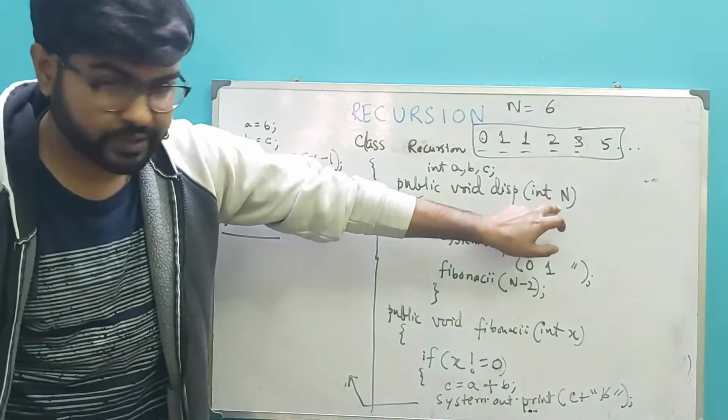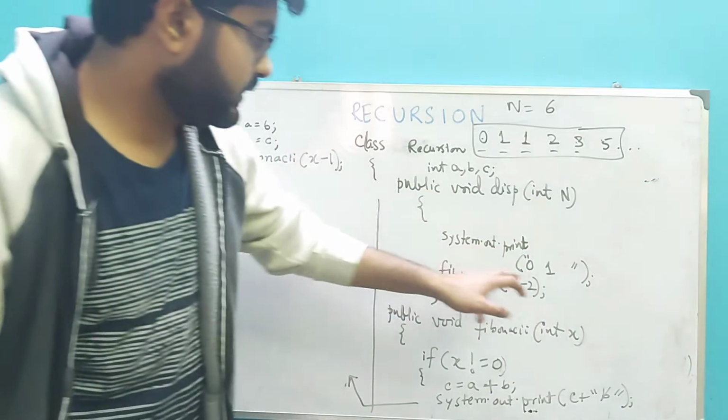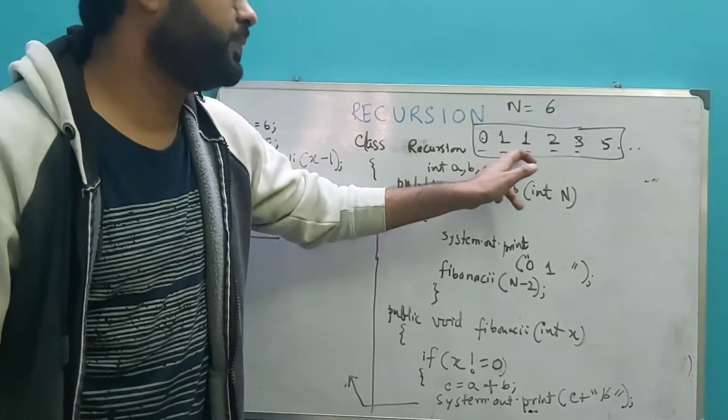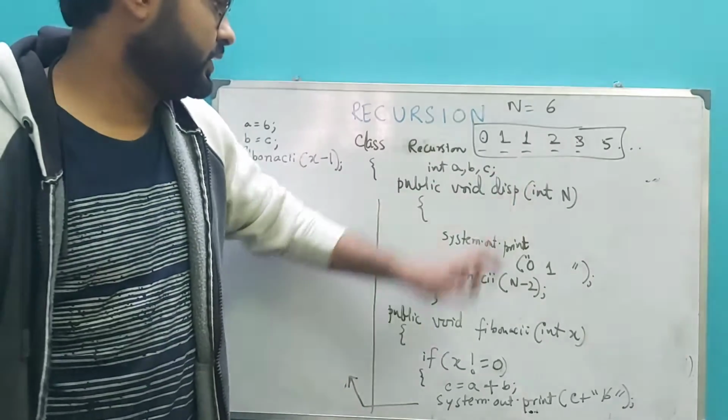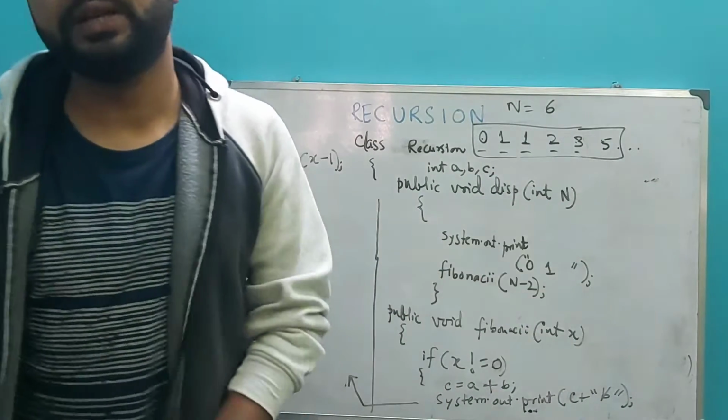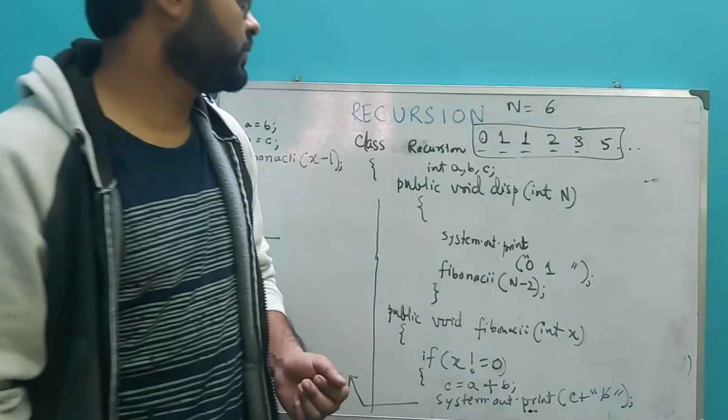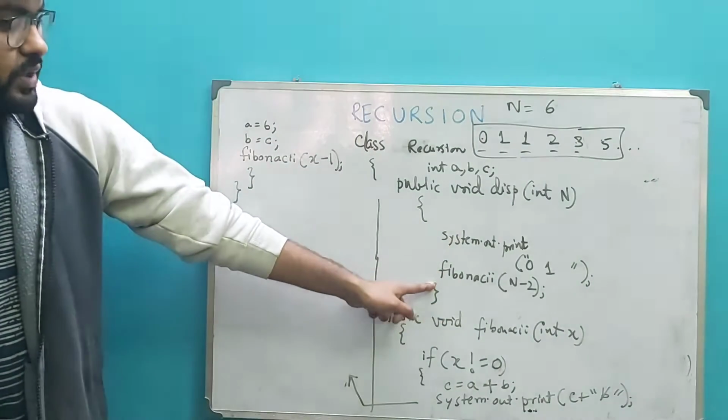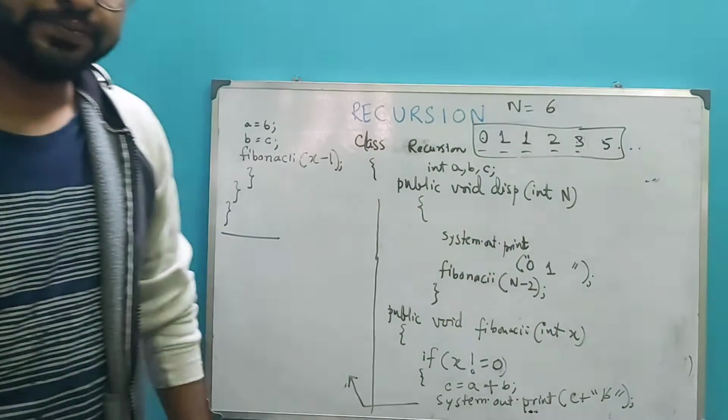We have taken an input n. We have printed the first two terms. The first two terms need to be printed; they are the fixed terms. Okay. Provided that we have considered that n is greater than 2. Now next we are calling Fibonacci n minus 2.